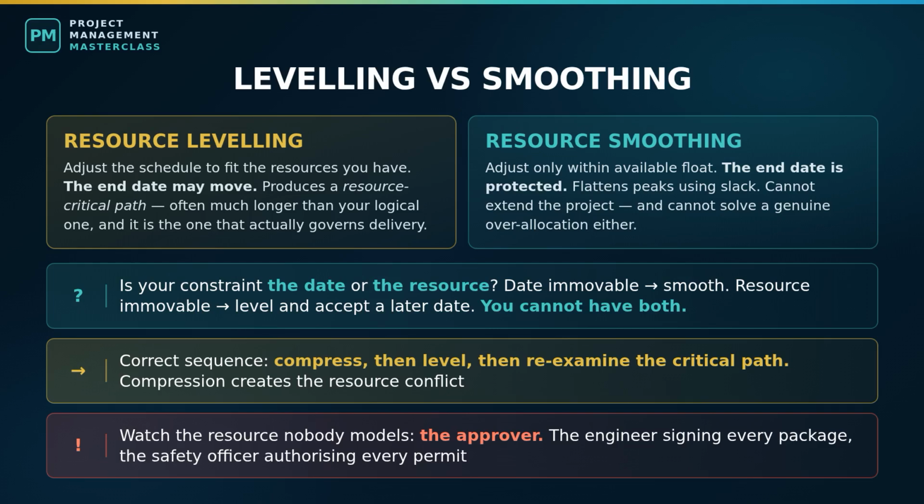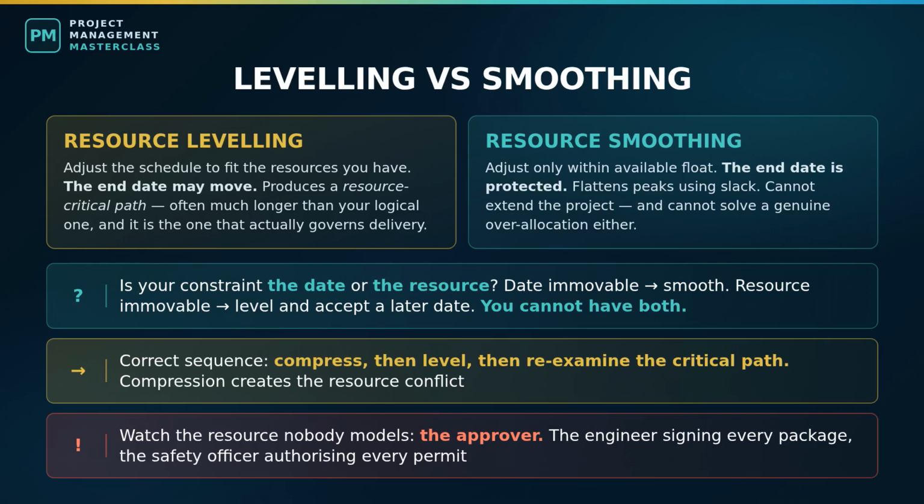And notice that compression creates this problem. Both crashing and fast-tracking increase how much work happens at the same time. We crashed splicing by adding a second crew, then fast-tracked so splicing overlaps pulling, which needs the same technicians for terminations. Now our crews are double-booked across two activities we deliberately made simultaneous. So the correct sequence is compress, then level, then re-examine the critical path. If you compress and never check resources, you have not shortened the project. You have only shortened the drawing.